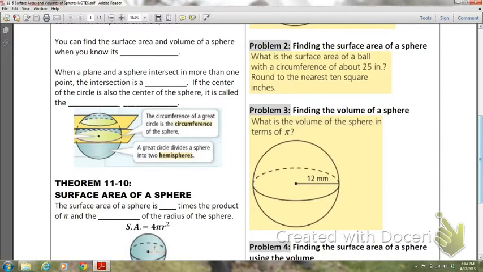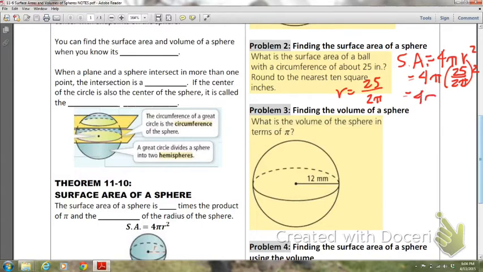So since we found the radius to be 25 over 2 pi, we're going to plug that into the surface area formula. Surface area is equal to 4 times pi times the radius squared. So we have 4 times pi, and we're going to go ahead and put in the 25 over 2 pi for the radius. And that's going to be 4 pi.